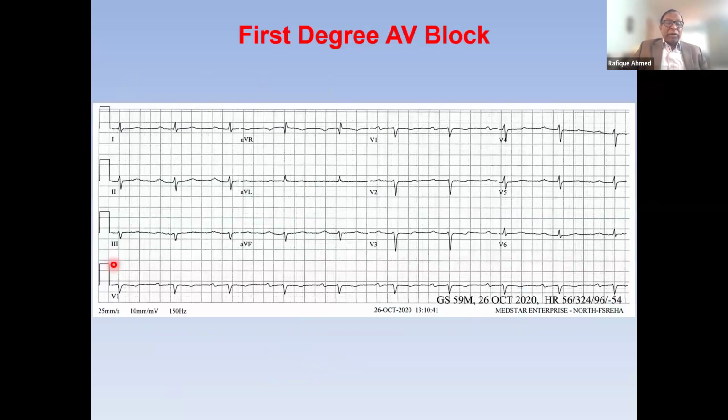So this is first degree AV block. You can see the heart rate is 56. If I measure it, it's about 324 milliseconds. QRS is 96. It's a routine ECG. The patient had no symptoms, so we do nothing about it.